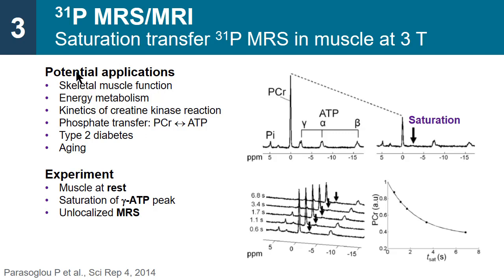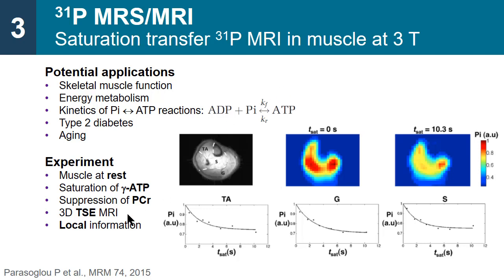And the idea is to get some information about the energy metabolism, like the creatine kinase reaction, for example, in type 2 diabetes or aging in the muscle. So you can do a saturation, different durations of saturation of one peak, the gamma ATP, and see what's happening to the PCr, and you can get some dynamic information here. You can do imaging too, using a turbo spin echo, for example, doing saturation on the gamma ATP and suppressing the PCr, and you get the information of the inorganic phosphate, and you can localize it in different parts of the muscle to study these Pi-ATP reactions.